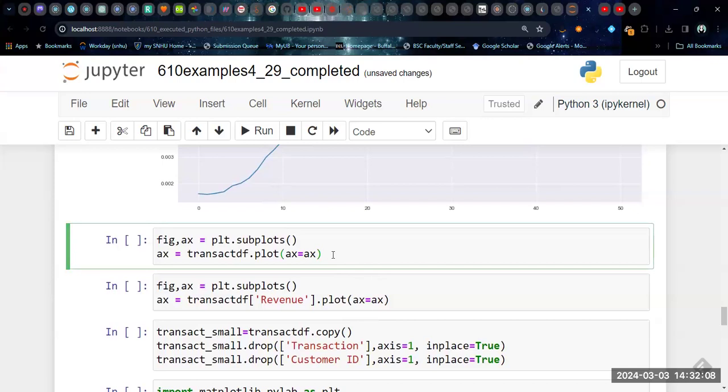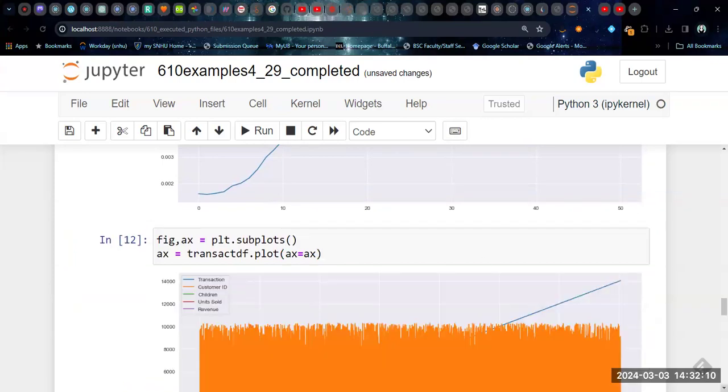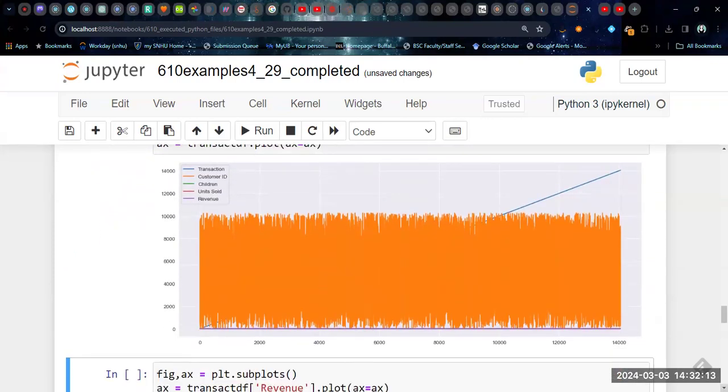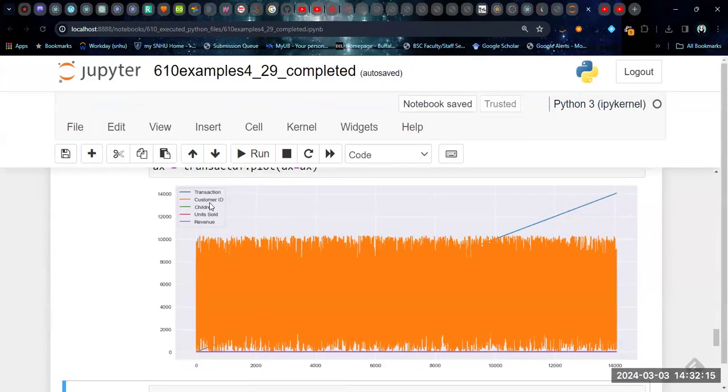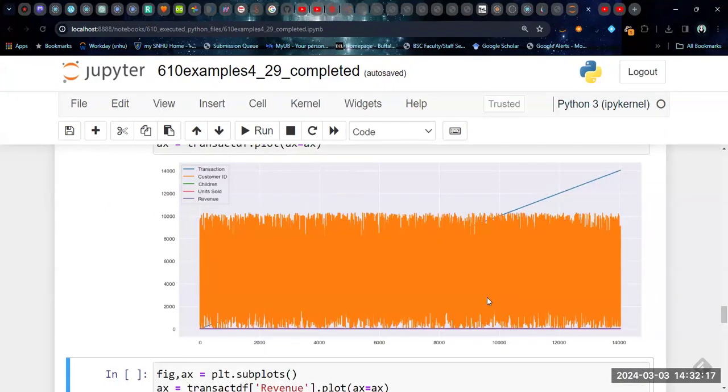Now, if we look at the transaction data, we have a whole different kind of problem. Customer ID all over the place. That's not, again, real data. We have the transaction number is continually increasing, and all of our other variables, the number of children, the number of units sold, and the revenue, they're all tiny way down here. Again, not a very useful graph. Notice all the categorical variables simply were not plotted when we did this.